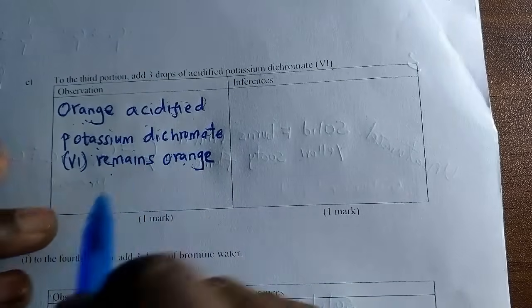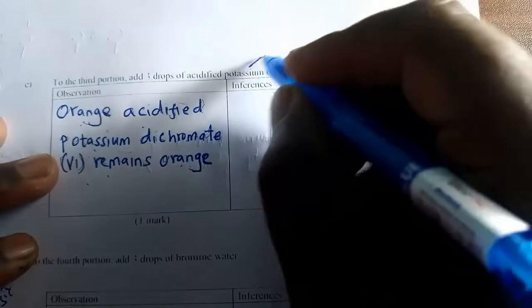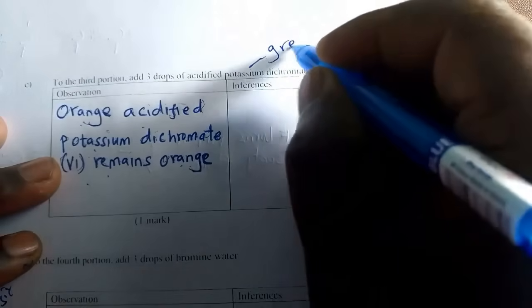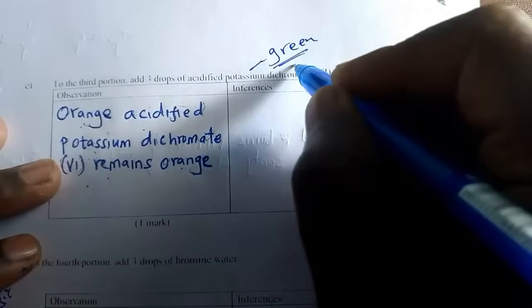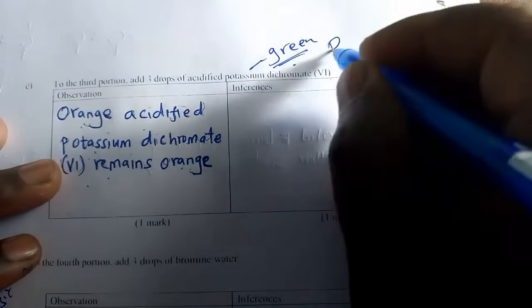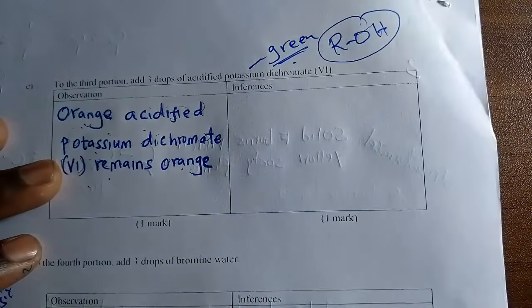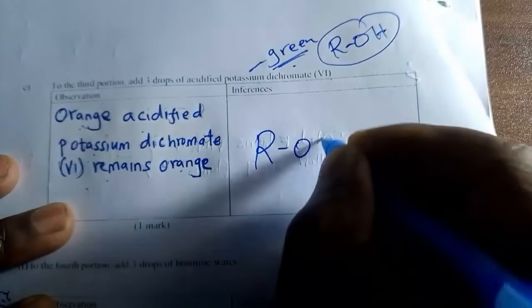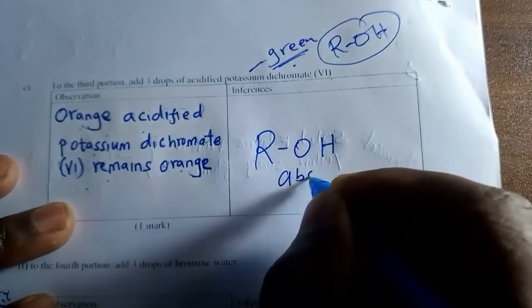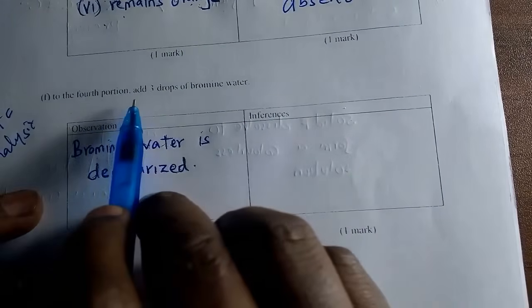This one is usually expected to change to green. After being warmed, it is expected to change to green, indicating the presence of ROH. Only it is used to test for an alcohol. But now it did not change. It means the ROH is absent.